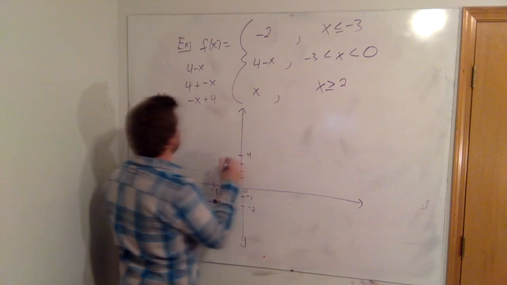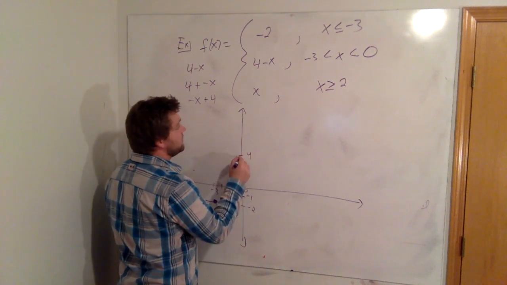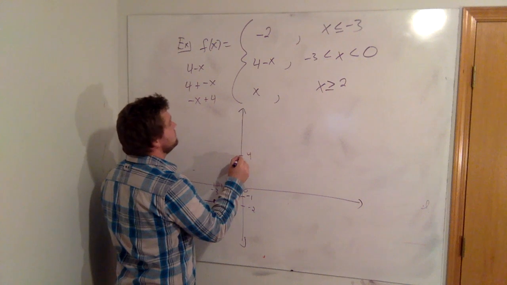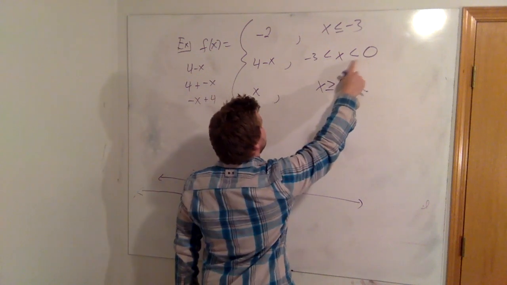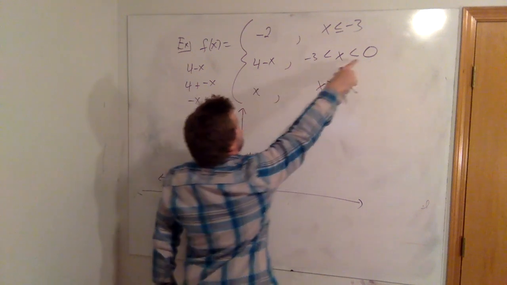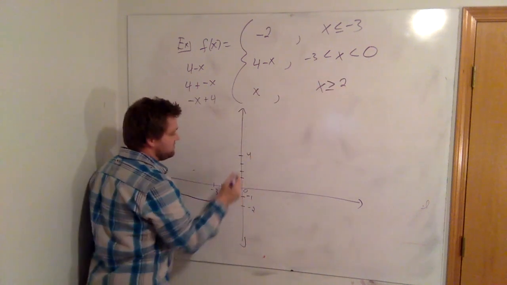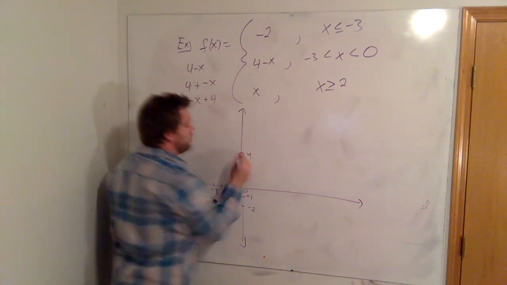So at 4, if I were to plug in 0, I would get an output of 4. But let's be a little bit careful here, because 4 minus x is not defined at 0, but if I were to plug in 0, I would get an output of 4. But I'm just going to put an open dot here.